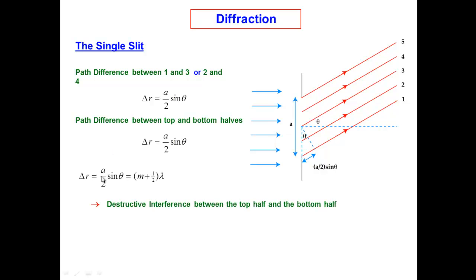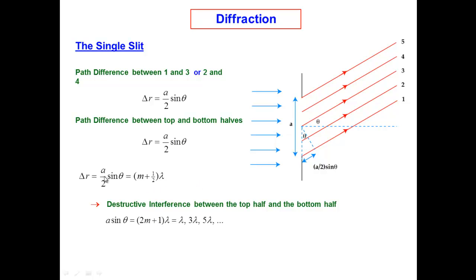So for the path difference, the a over 2 sine theta, to cause destructive interference, we need it to be a half integer multiple of the wavelength. We're assuming here monochromatic light, so one single wavelength. And a way that we can write down a half integer multiple of the wavelength is to write it as m plus a half times lambda, where m is equal to 0, 1, 2, and so on. That causes destructive interference between the top and bottom half.